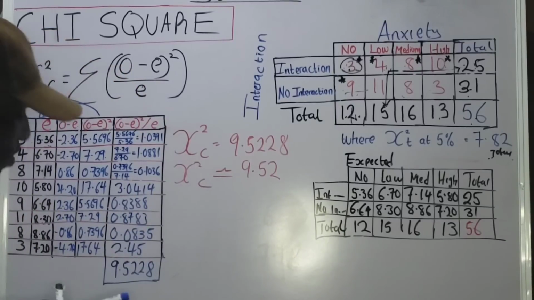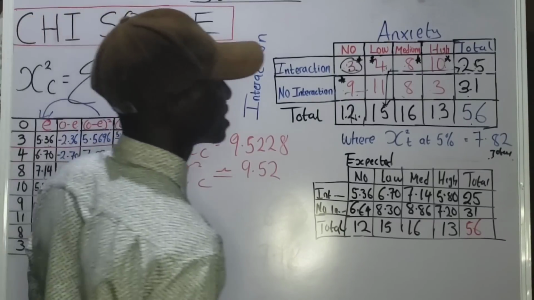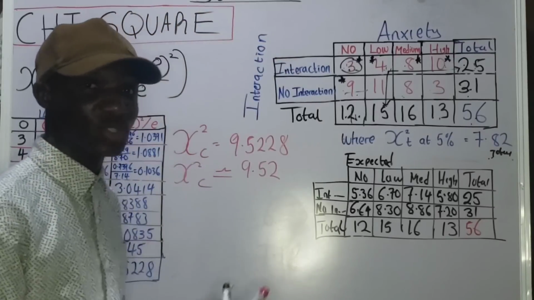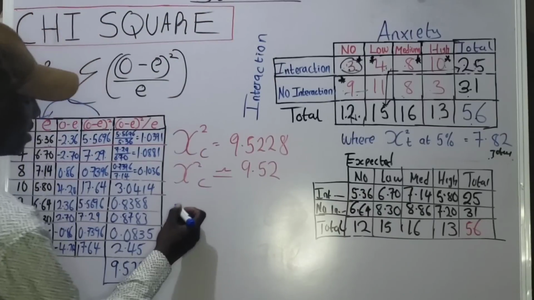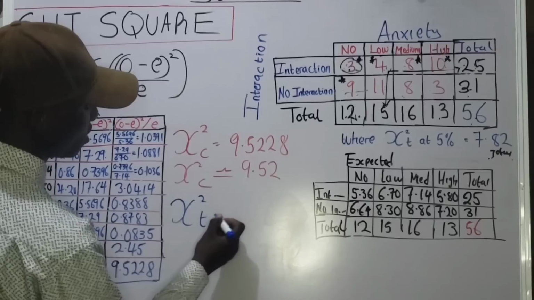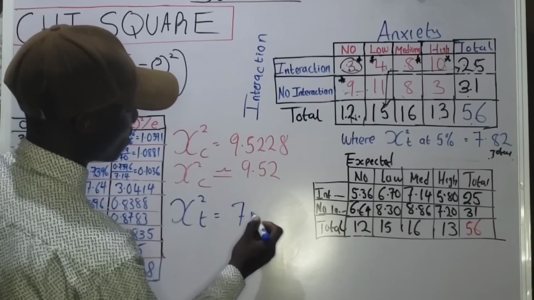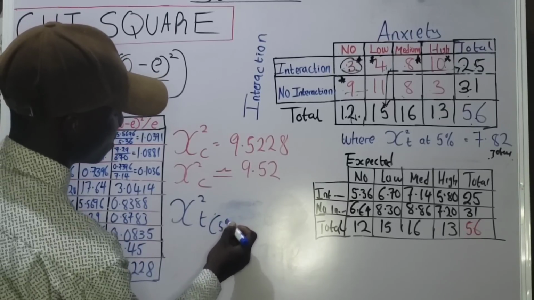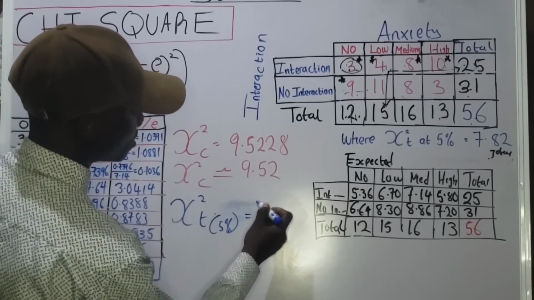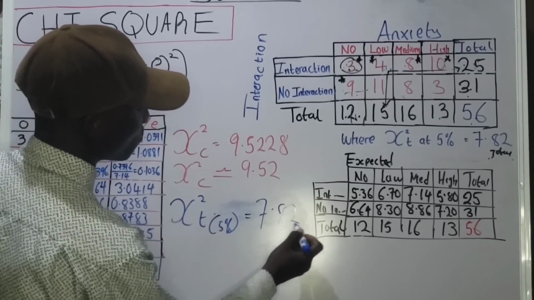Now don't forget in the question we've been given the critical value, that is the tabulated chi-squared, at 5%, which is 7.82. So the critical value on the table at 5% is equal to 7.82.